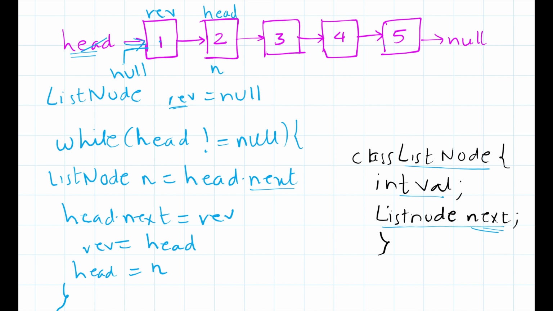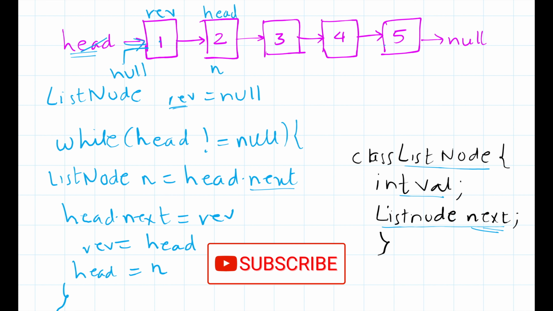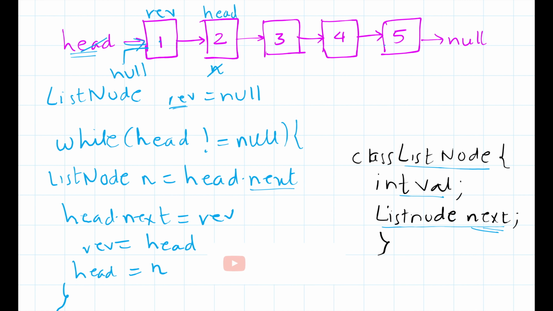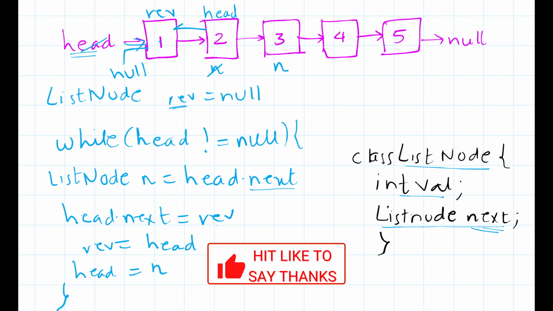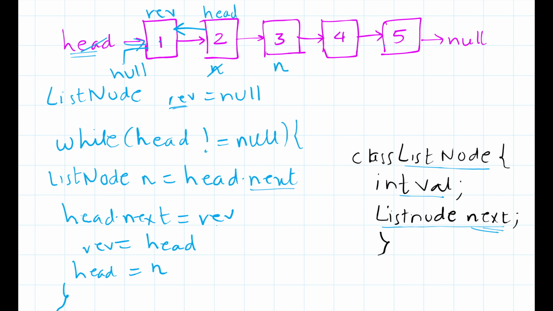Now when we go to the second pass of this loop, we will make n point to head.next. So n will move on to node 3, and we'll make head's next node point to the new head. The next step is to move the new head, or the reverse, up one step. So we have it here, and finally the head will move here. By the end of the second pass, we have made the node 2 point to the node 1. Now let's do the third pass.